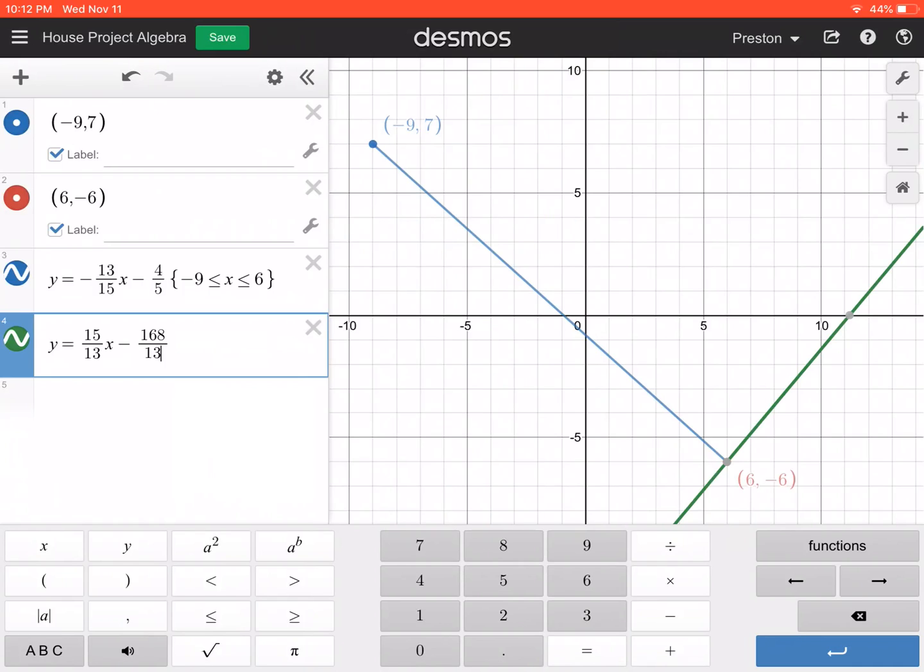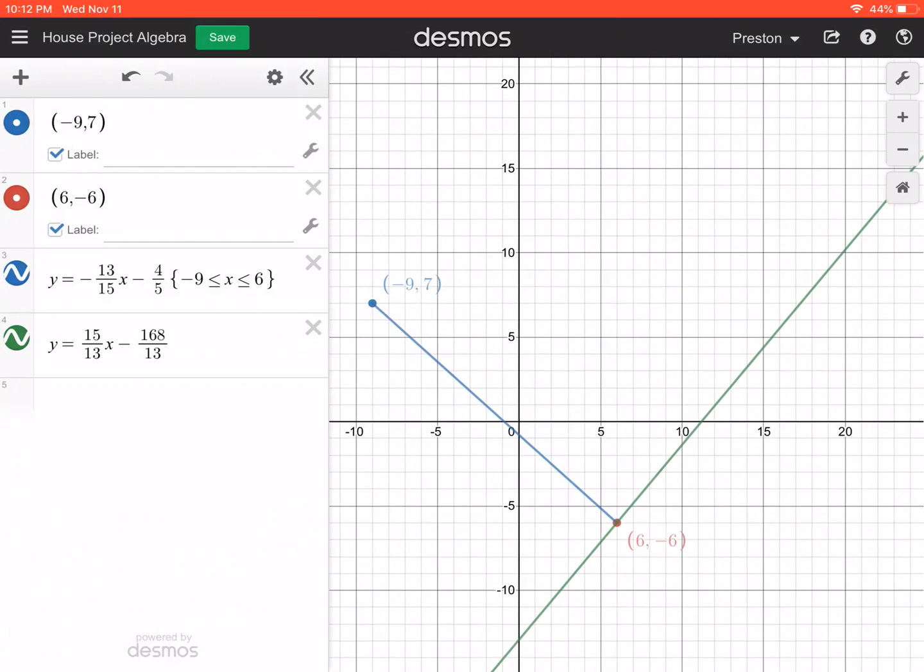Now the key is I need to find a point on here, on this green line, that's exact, so that I don't end up with some weird decimal for points. So the simplest way to do this is use my slope. Since my slope is 15/13, if I just count up 15 from (6, -6), 1, 2, 3, up to 15, and I go right 13, 1, 2, 3, up to 13, I eventually get to the point (19, 9).